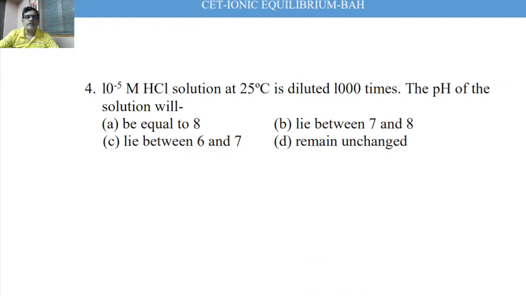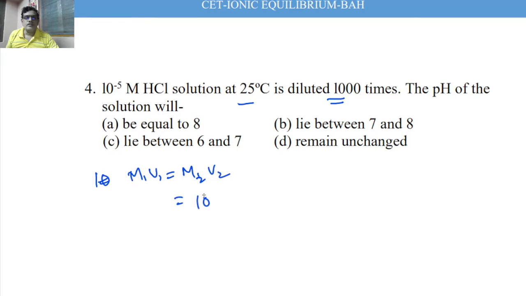A 10 to the power of minus 5 molar solution of HCl at 25 degrees centigrade is diluted 1000 times. So what is the pH of the solution? You may consider the calculation of molarity. Actually it is 10 to the power of minus 8 if it is diluted 1000 times. So you may apply, if you don't know, M1V1 equals M2V2.